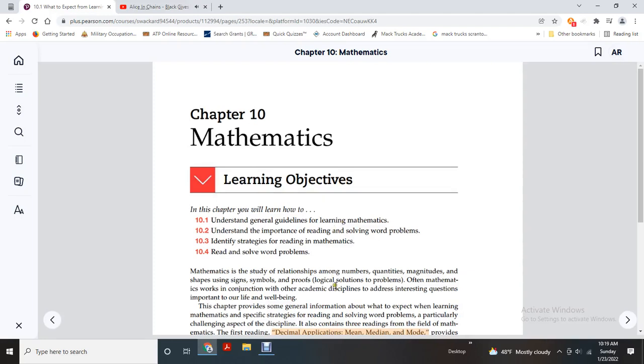Chapter 10, Mathematics. Learning Objectives. Within this chapter, you will learn to: 10.1, understand general guidelines for learning mathematics; 10.2, understand the importance of reading and solving word problems; 10.3, identify strategies for the reading of mathematics; and 10.4, read and solve word problems.